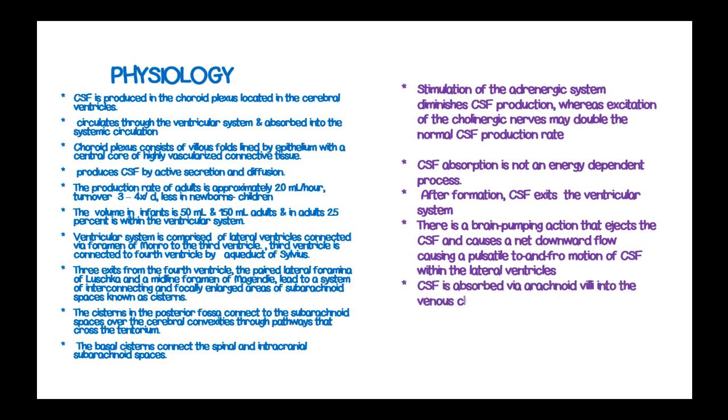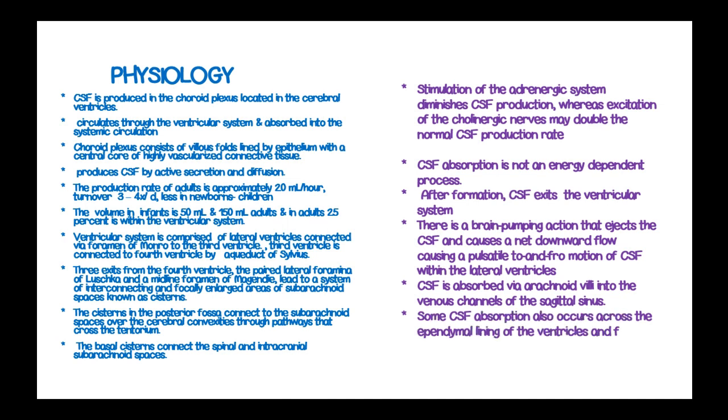Then the cerebrospinal fluid is absorbed via arachnoid villi into the venous channels of the sagittal sinus, and some of it is absorbed also across the ependymal lining of the ventricles and from the spinal subarachnoid space. This is the normal physiology of CSF production and absorption.